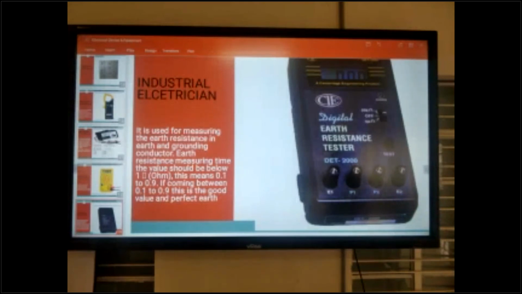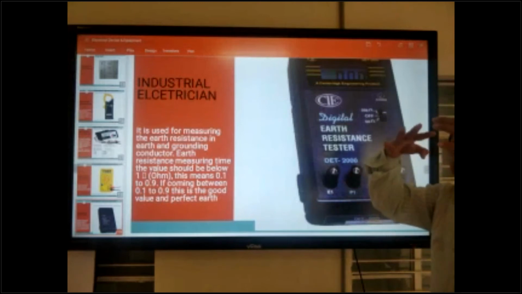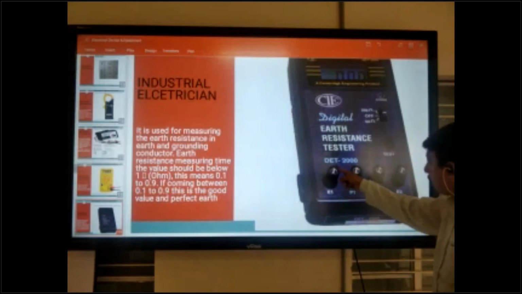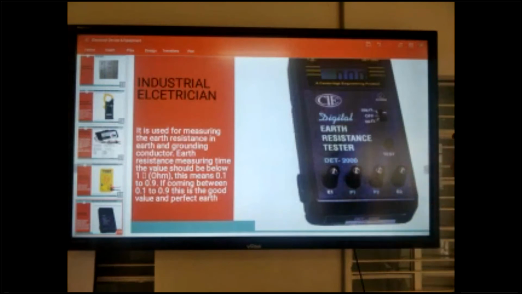Okay, so how to check with this one? E1 and P1, 4 wires are needed. E1 and P1 we make a loop, and E2 gets 1 wire, and P2 gets 1 wire, given to the other side. So you know there are 4 terminal points: E1, P1, P2, E2.